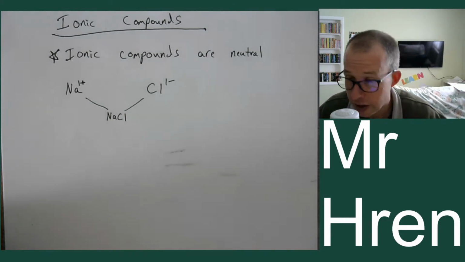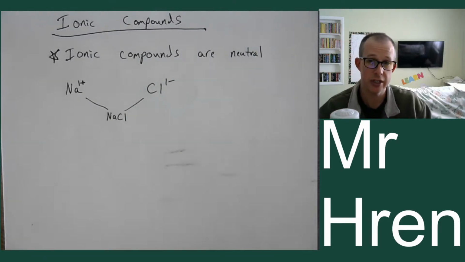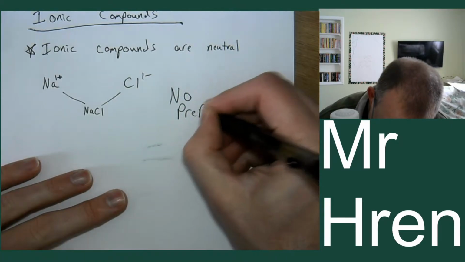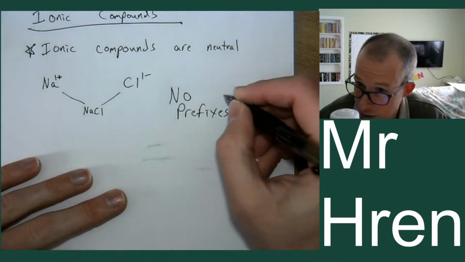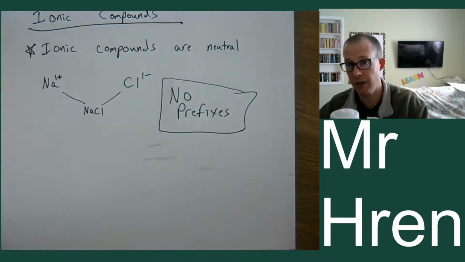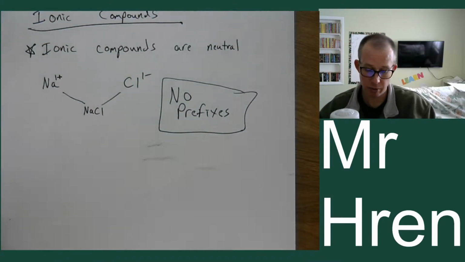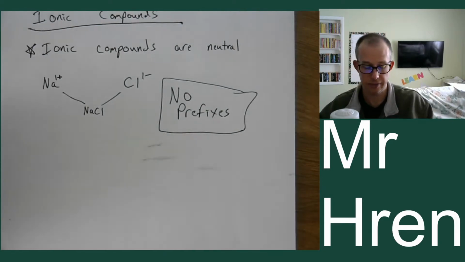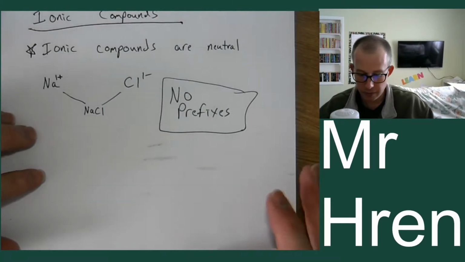They're neutral. The big confusion that kids have here is that for this one, there are no prefixes. Covalent is prefixed: di, tetra, penta. No prefixes are used for this stuff ever. So you're never going to see a prefix. You're not going to need a prefix. You don't need them because you can just figure out the formulas easily.